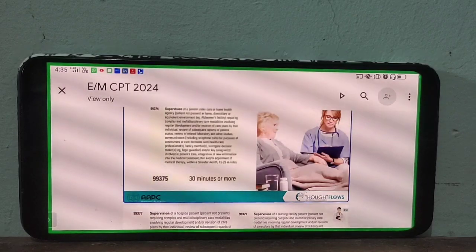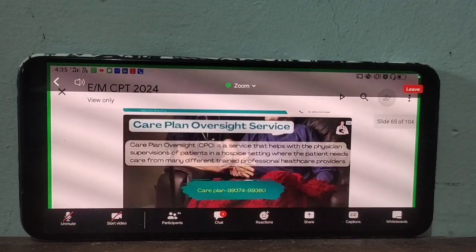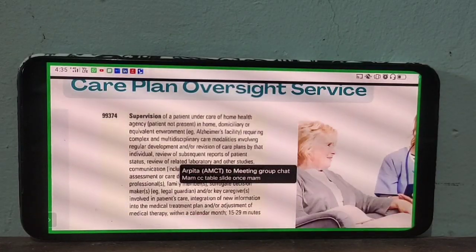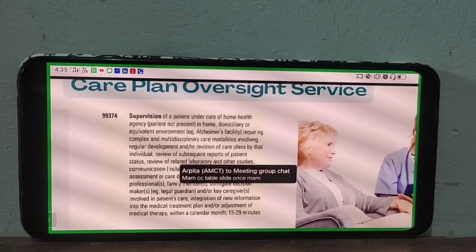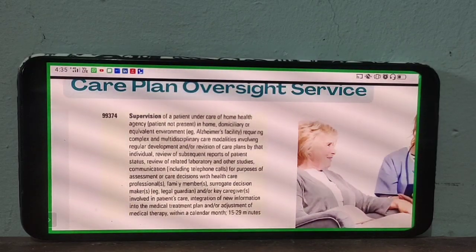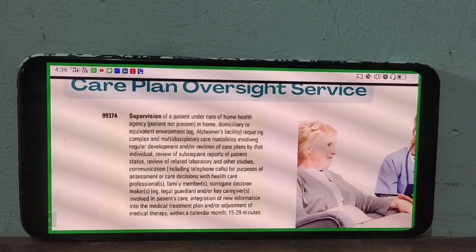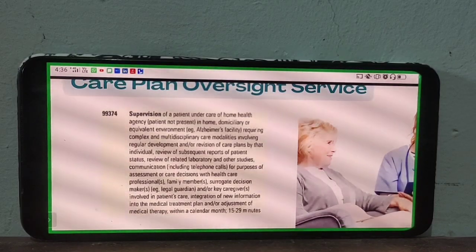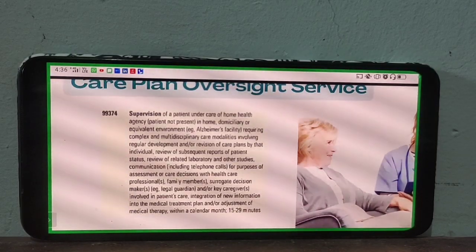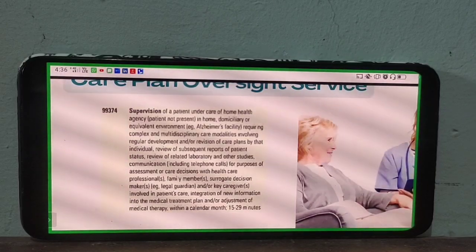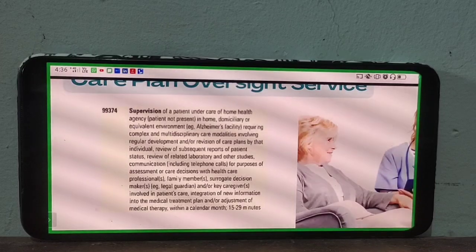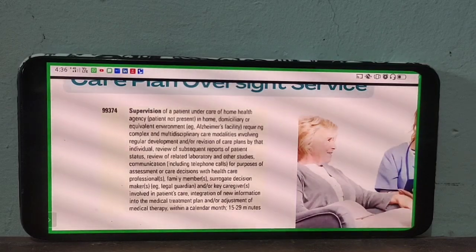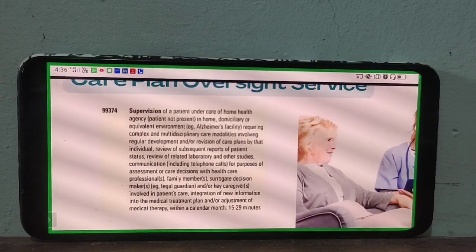99374 to 99380. 99374: Supervision of patient under care of home health agency. So, patient not present in home. Okay. Home health agency, so that means they are taking care of that patient. Actually, sorry, the patient is present. That means supervision of a patient under care of a home health agency in the home. The patient is also present in home.